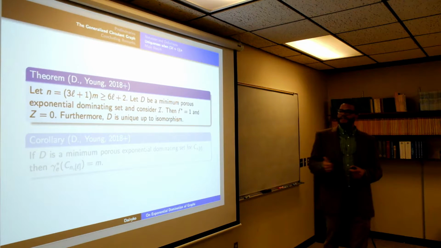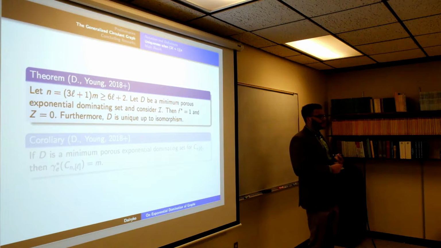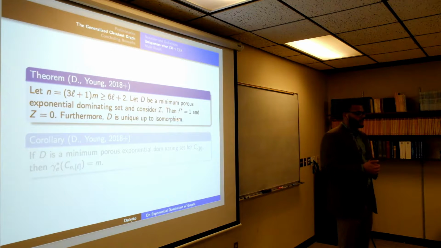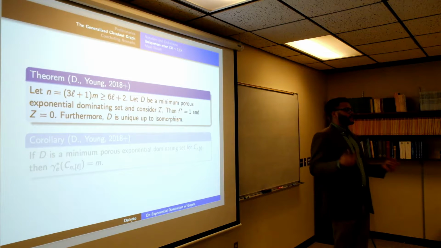This says that if n is equal to 3l plus 1, and D is a minimum porous exponential domination set, and we're going to consider the partitioning I that we just discussed, then f star is going to be equal to 1, and z is going to be equal to 0. And furthermore, D is unique up to isomorphism.